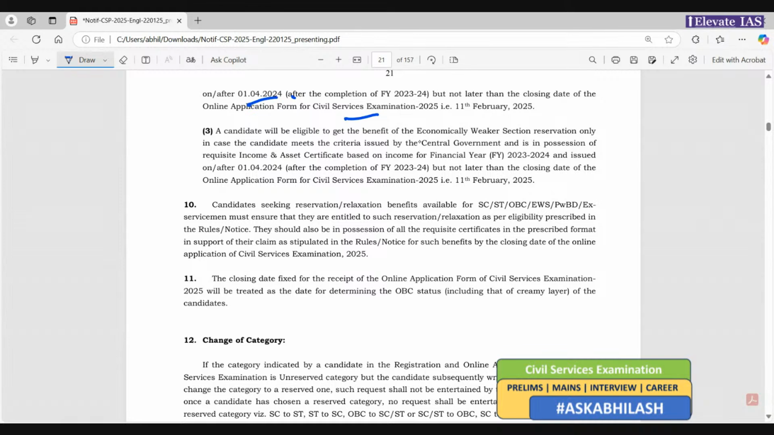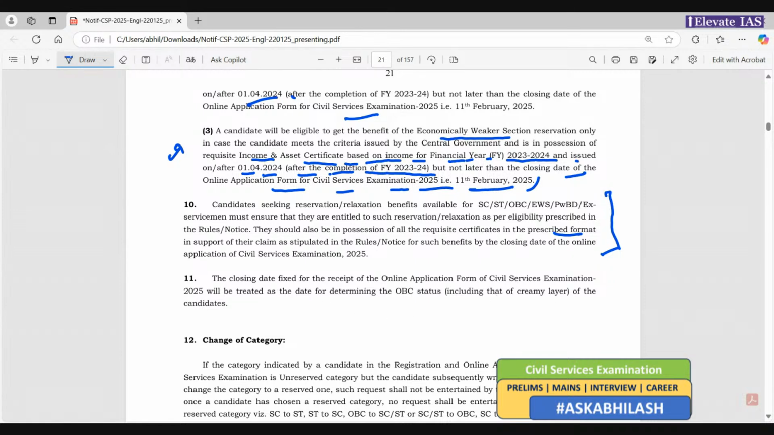And candidate eligible for the benefit of EWS, if you are availing, meets the criteria issued by the central government, is in possession of the requisite income and asset certificate based on the income of the financial year, issued after 1st April 2024, after the completion of the last financial year, but not later than the closing date of the online application form. The certificate should be from before 11th February 2025 for all this. Entitlement of reservation should be in the prescribed format which is in this form.